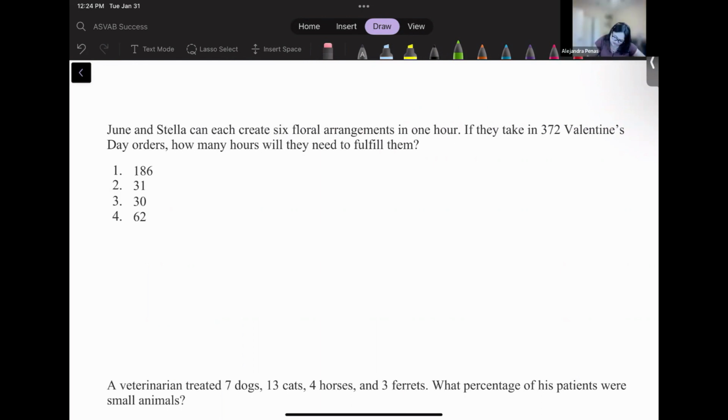All right, so June and Stella can each create 6 floral arrangements in 1 hour. So we're doing the flowers and we're comparing that to the time. So we got June and we got Stella. They can do 6 in 1 hour, and if you put them together, that means they can do 12 in 1 hour. So 12 flowers in 1 hour.